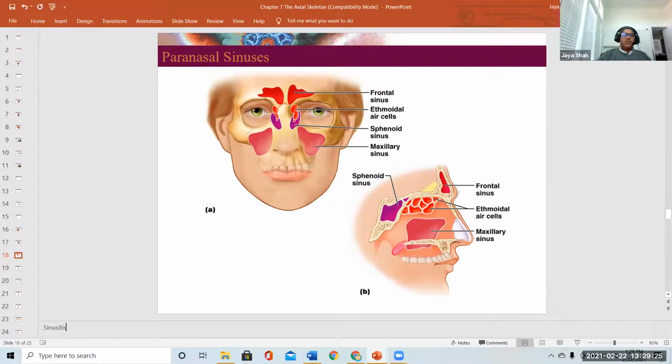Sinusitis is the inflammation of these sinuses. In that case, you have a lot of mucus, a heavy head, and when you move your head, it builds up and causes pain.